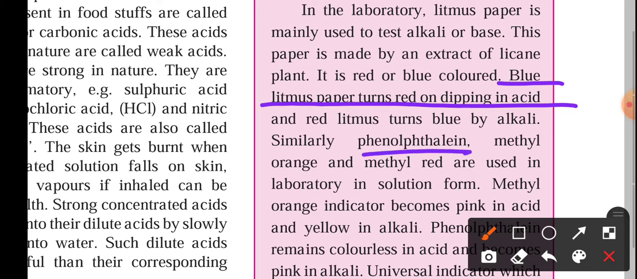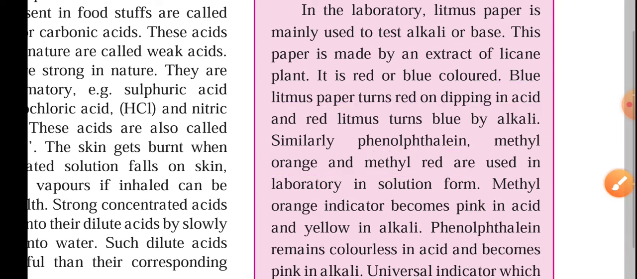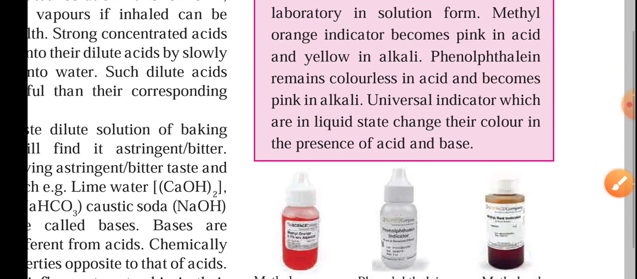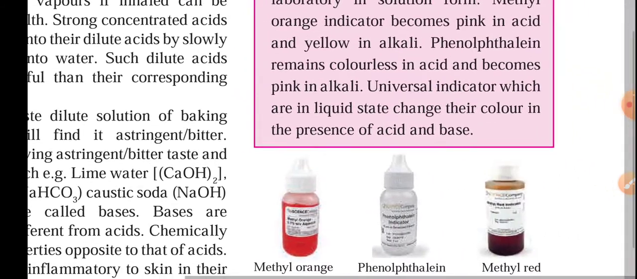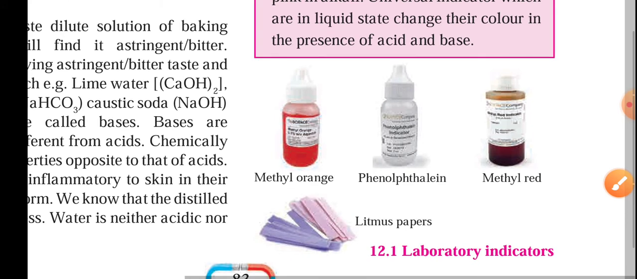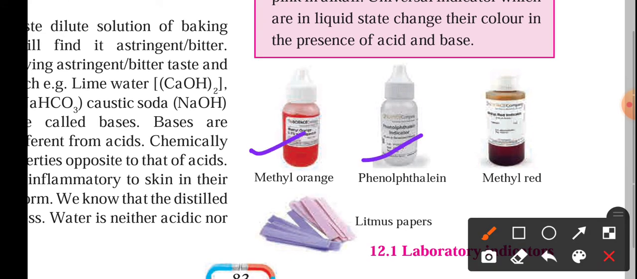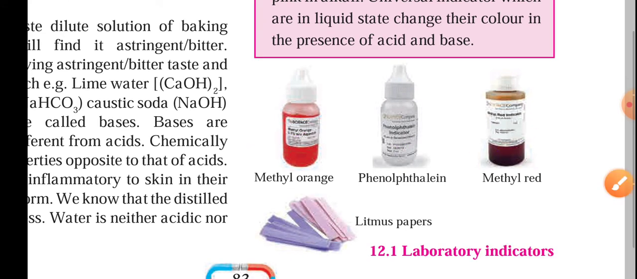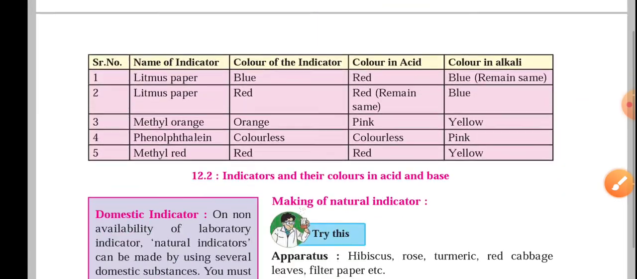Another we have are phenolphthalein, methyl orange, methyl red. These are the solutions which are used in the laboratory for identifying the nature of the given sample of solution. The universal indicator is also there. Universal indicator, which is in liquid state, changes its color in the presence of acid and base. You can see here they have given methyl orange, phenolphthalein and methyl red. So these are the indicators used.